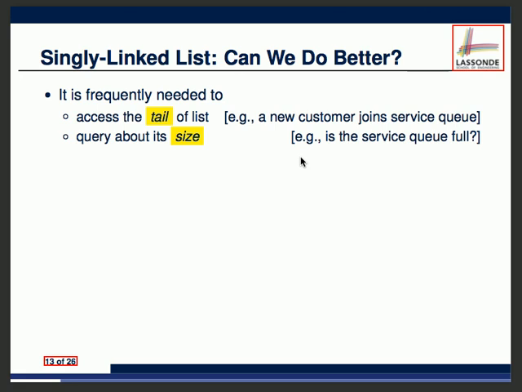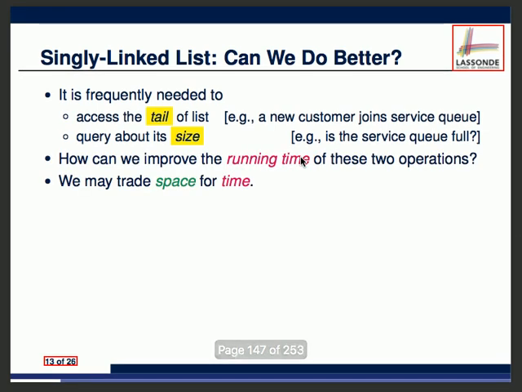But how can we improve that? We trade the space for the time, which means we create two attributes. One attribute is called size. The other attribute is called tail, right? So now we got three attributes in the SinglyLinkedList. We got head, we got tail, and we got size. And let's say now, how do I implement getSize? Well, just return size, right? That's a constant operation. And what's going to be the definition for getTail? Well, just return tail. That's also a constant operation, right?